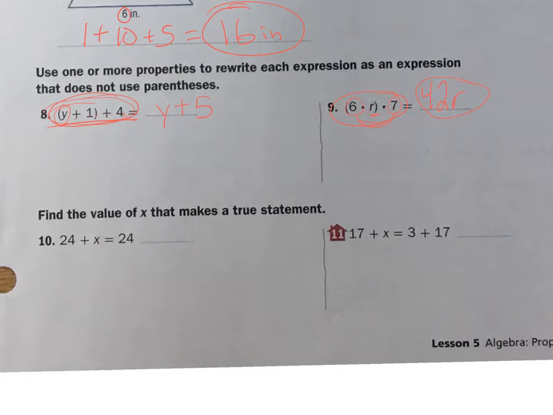So the way I can check this is, what if r is 2? I'm going to say r equals 2. Let's see if it works in both. So 42 times 2, that would be 84. You don't have to do this. I'm just showing you how this works. And 6 times 2 times 7. Okay, 6 times 2 is 12. 12 times 7 is 84. They do equal. So no matter what r is, it's going to be the same. Okay?